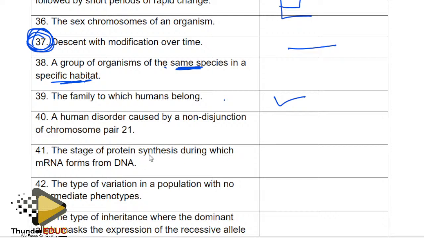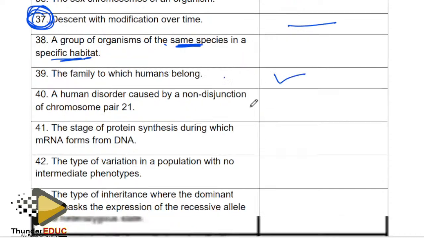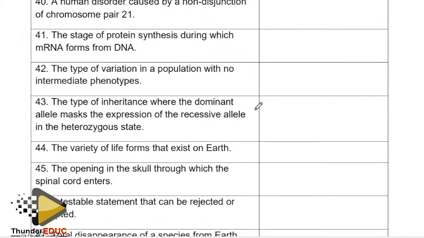The stage of protein synthesis during which messenger RNA is formed from DNA is transcription. Then they are saying the type of variation in humans with no intermediate, we call it continuous variation. Guys, let me just explain this a little bit. Whenever they talk about examples of continuous variation, anything which we are born with and it keeps on changing, we call it continuous variation. Skin color, body size, size of the shoe.